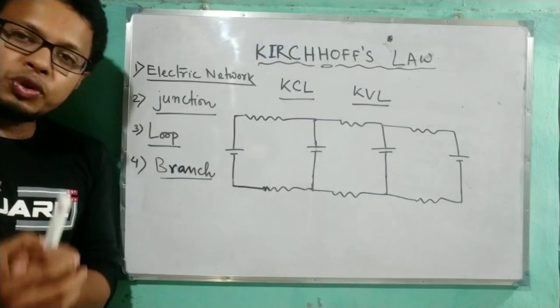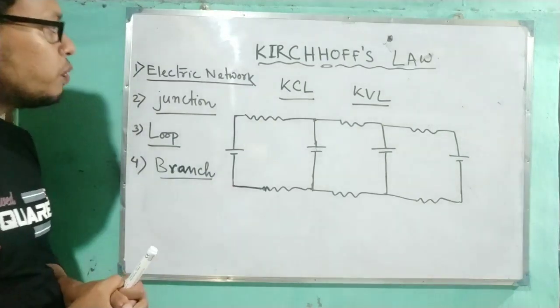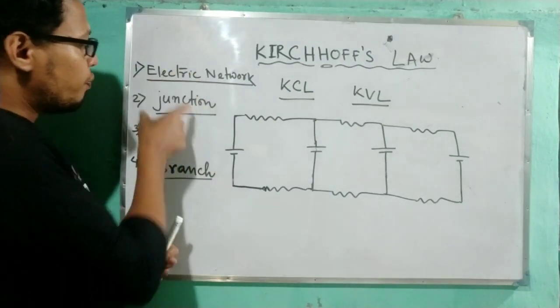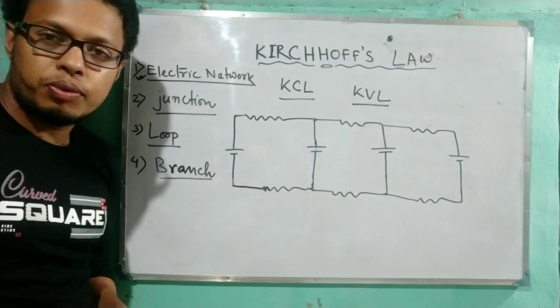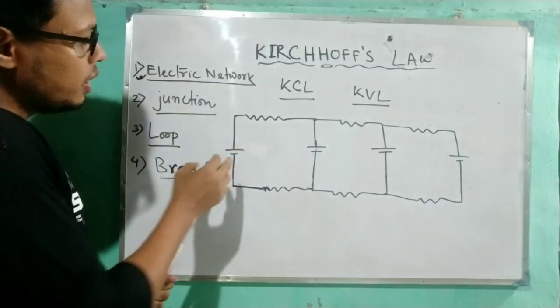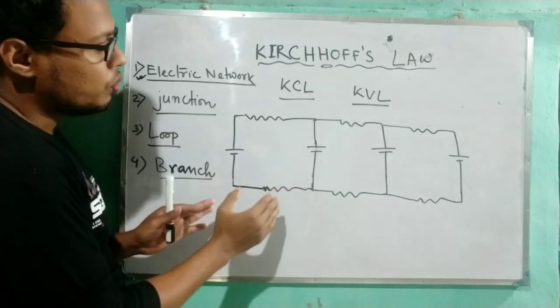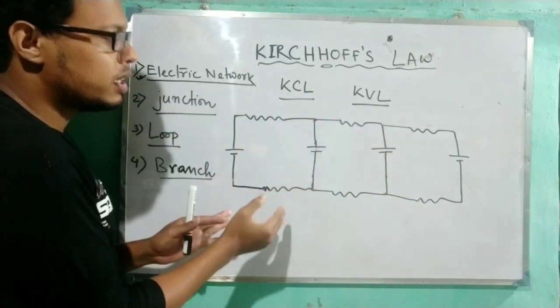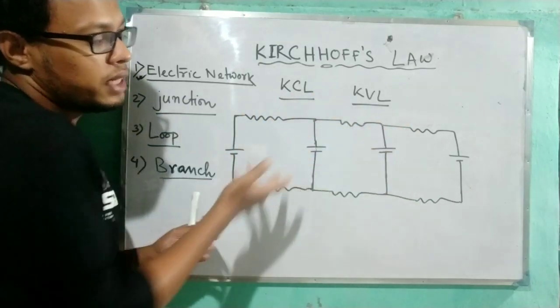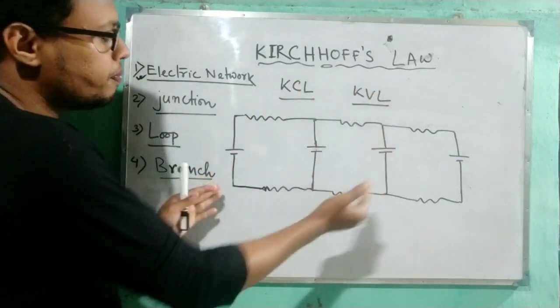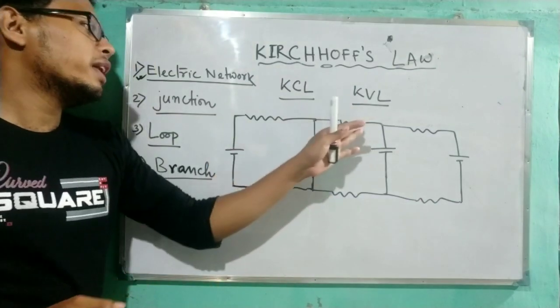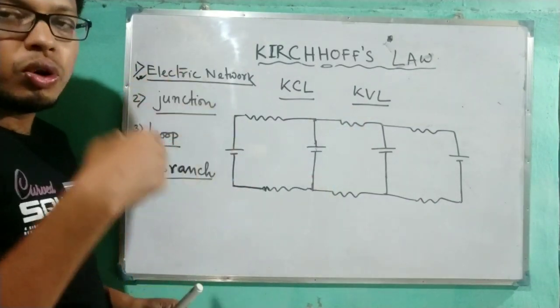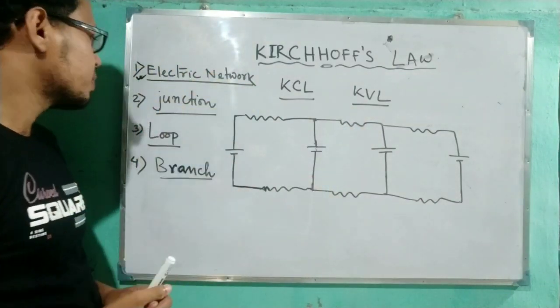Okay. Before starting Kirchhoff's law, you have to learn some topics. First topic is the electric network. What is the electric network? Here I have given one circuit where so many resistances are there and so many cells are there also. This type of circuit is called an electric network, where the number of resistances is more than 2 or 3 or 4, 5, whatever.